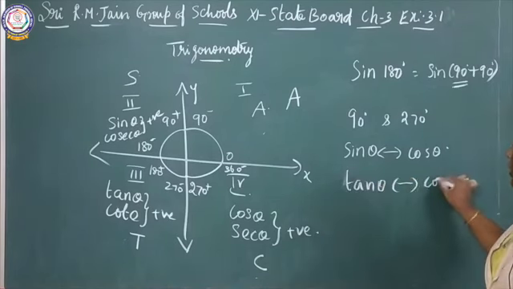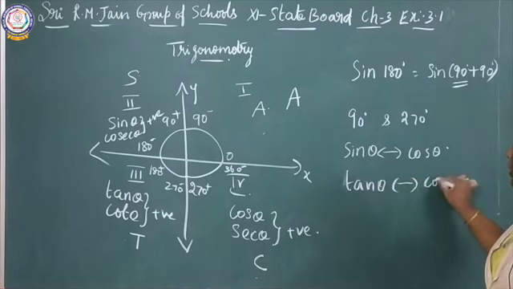See, exercise 3.1. We will check the quadrant in which an angle of each given measure lies. The negative values are also there. First we will see the positive values. 25 degree: X axis, Y axis. I told you 0 to 90 plus, 90 to 180 minus, 180 to 270 minus, 270 to 360 minus. So 25 degree lies in the first quadrant.